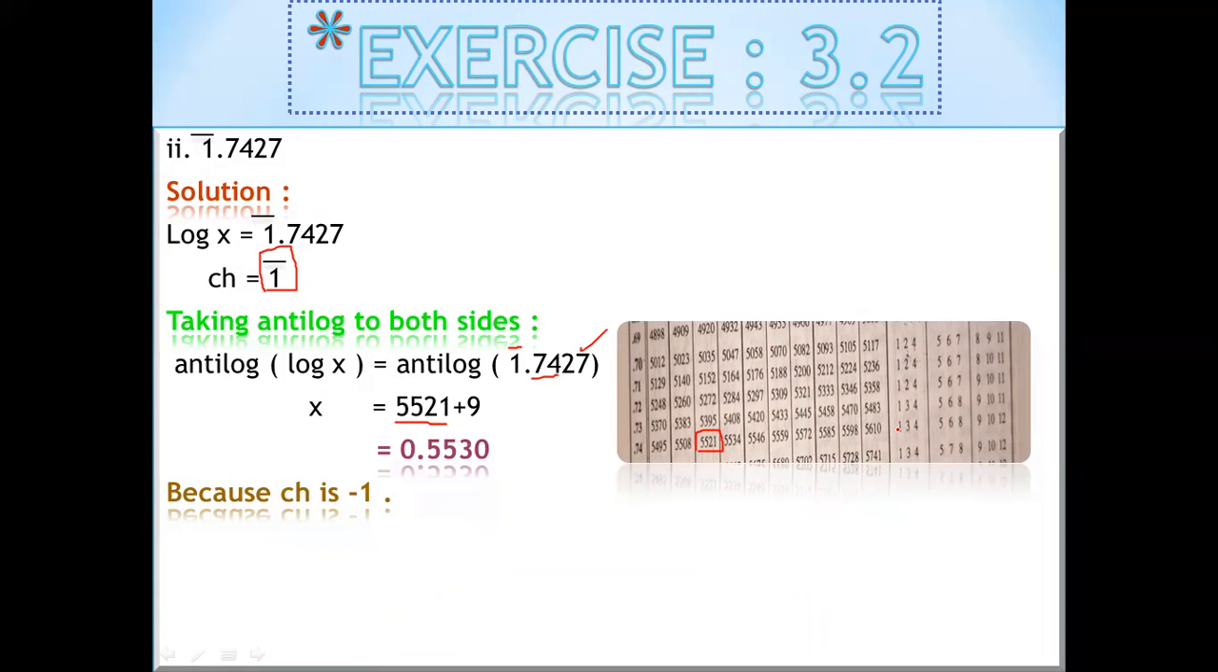Again check 0.74 in the difference column of 7. The value there is 9. So we add 9 to 5521, and this becomes 5530. But the characteristic is minus 1, so we put the decimal before the number. So 0.5530 is our required answer.